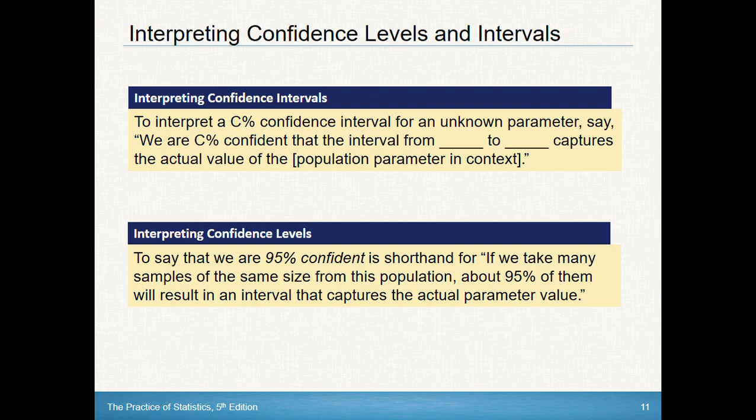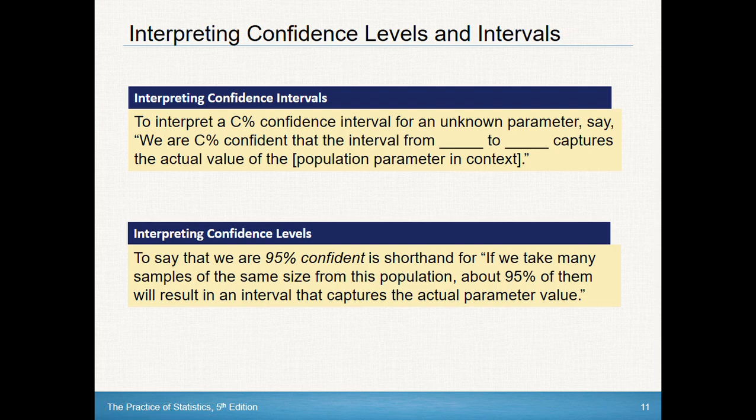And then when we get to interpreting confidence levels, this is a nice template that we use, right? If we take many samples of the same size from said population, about 95% of those samples will result in an interval that captures the actual parameter value. What I want to point out is that the confidence level definition does not even mention the endpoints, right? Doesn't mention this kind of blank to blank.